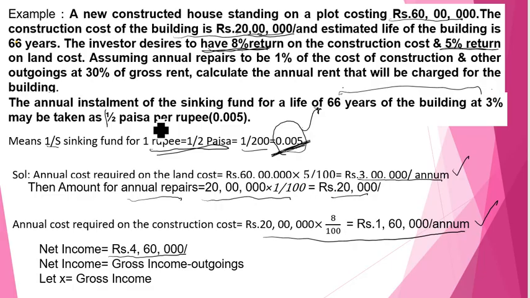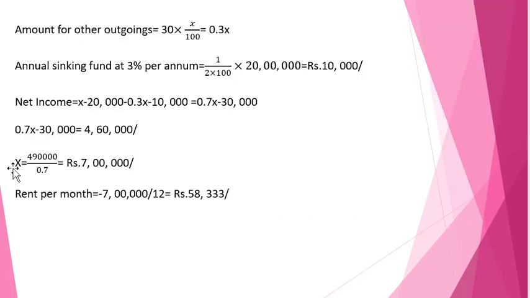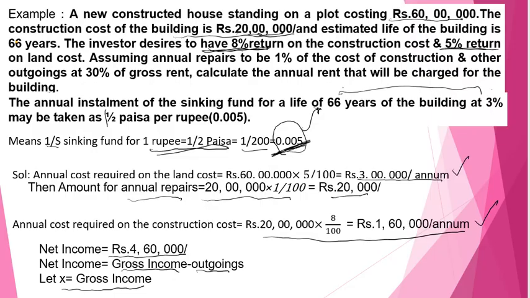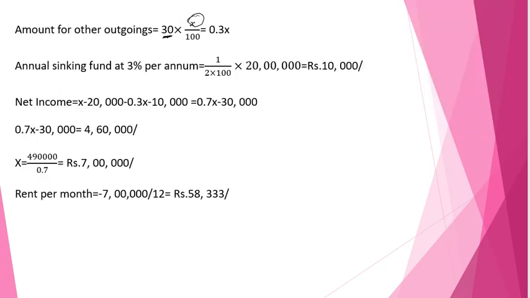We know net income is equal to gross income minus outgoings. Let us suppose gross income is X. What are the outgoings? Other outgoings are given as 30% of gross rent. Gross rent is X, so 0.3X is the amount of other outgoings. And sinking fund at 3% is 0.005, that is 1 upon 200 of 20 lakh, it is 10,000.